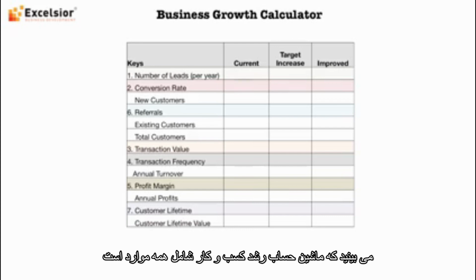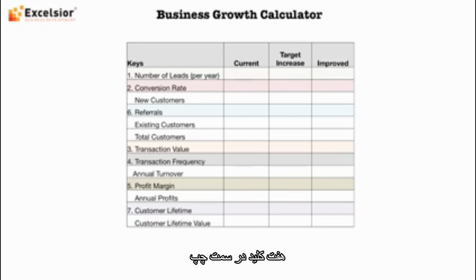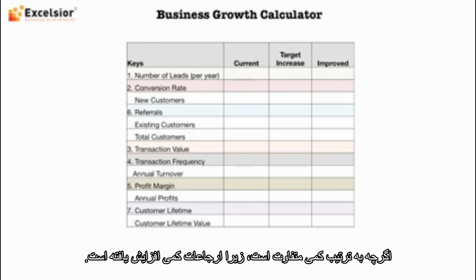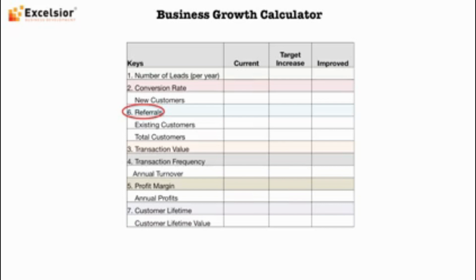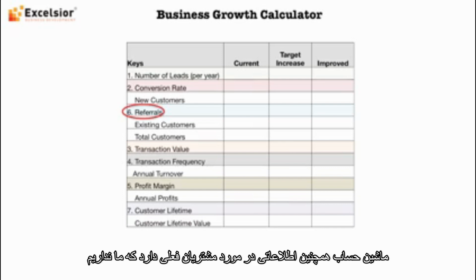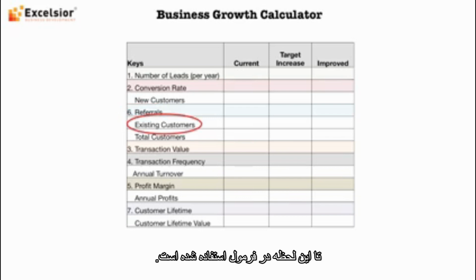You can see that the Business Growth Calculator includes all of the 7 keys on the left-hand side, though in a slightly different order, because referrals has moved up a bit. The calculator also has information about existing customers, which we haven't used in the formula up to this point.